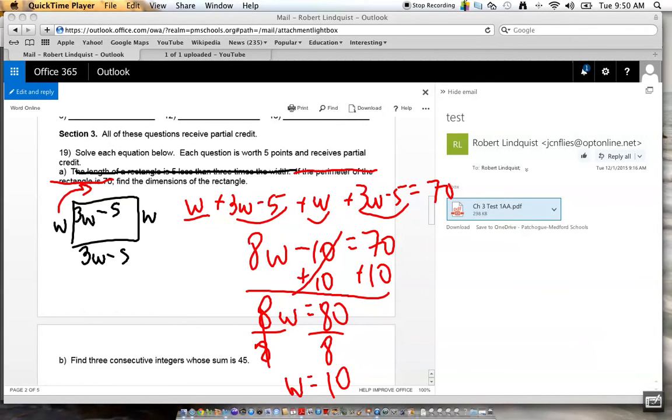The width is 10, but I still haven't answered the question because it says here to find the dimensions. The width is 10, and the length is 3 times 10, which is 30, minus 5 is 25. So the dimensions are 10 and 25. Okay? Once again, the dimensions are going to be 10 and 25.